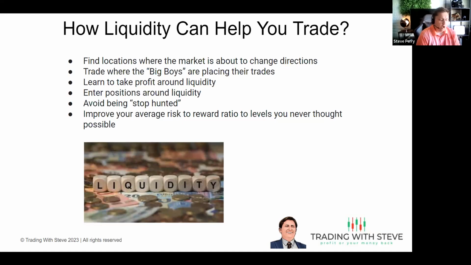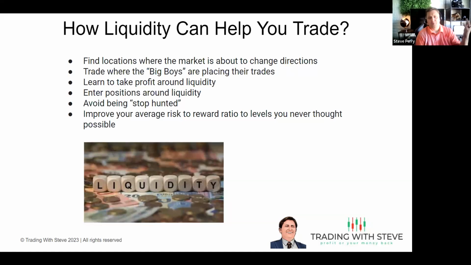It'll help you avoid being stop hunted. Stop hunted, I don't know if that's an official financial term, but it's been a term thrown around YouTube quite a lot by a lot of traders because, how many of you have ever taken a trade where you did your analysis just right, the market went the direction you wanted, but what happened before it went in your favor?